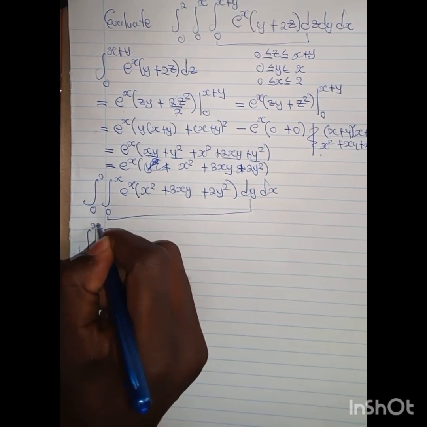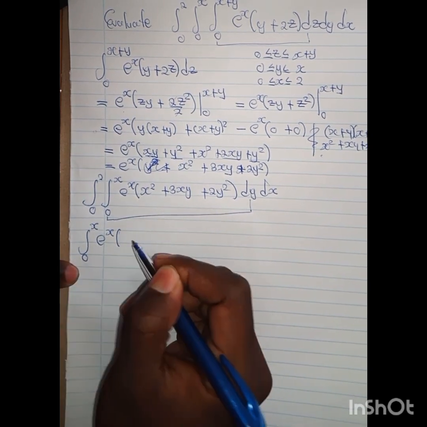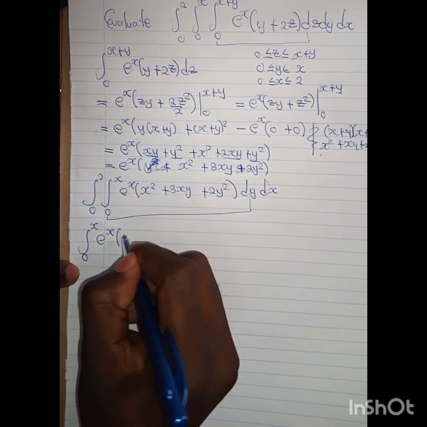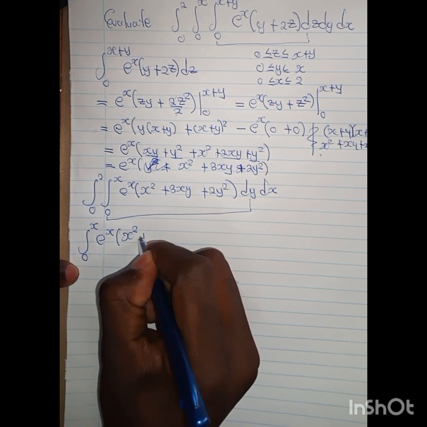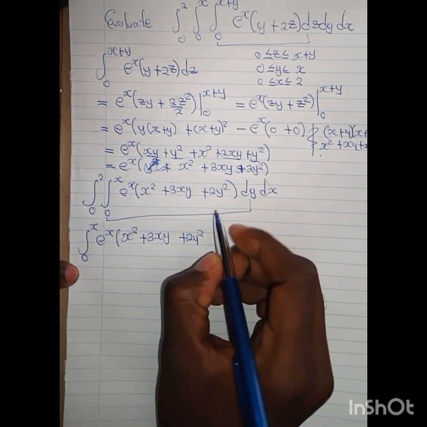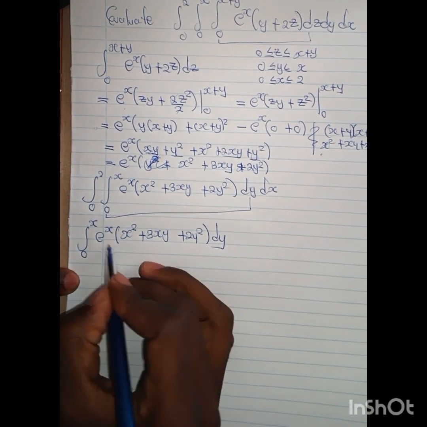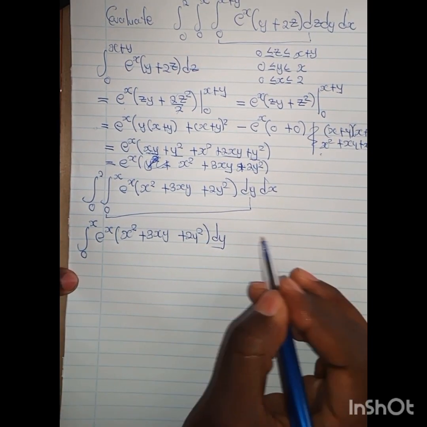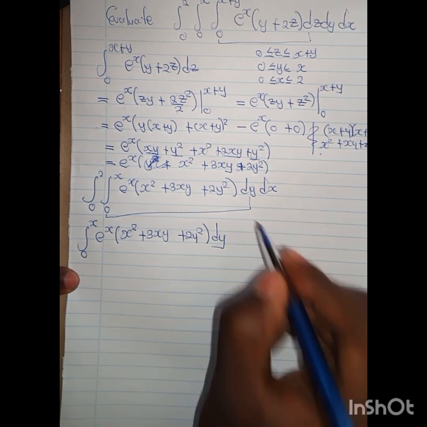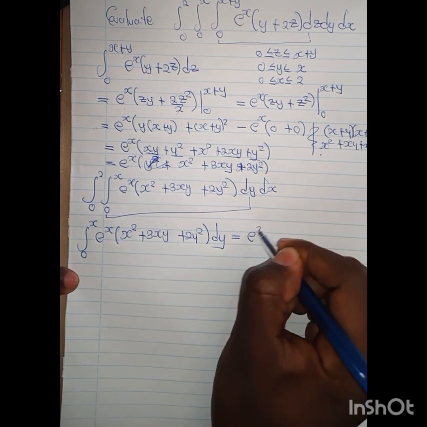Then we'll have the integral from 0 to x of e to the x times (x squared plus 3xy plus 2y squared) dy. So we want to integrate this expression with respect to y. All right, so let us integrate. This is nothing but equal to e to the x.